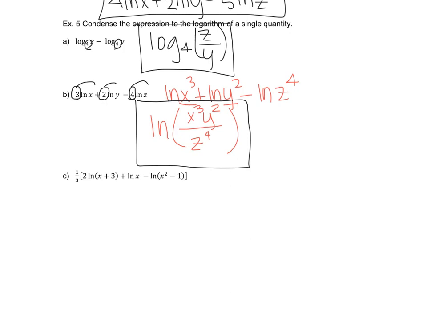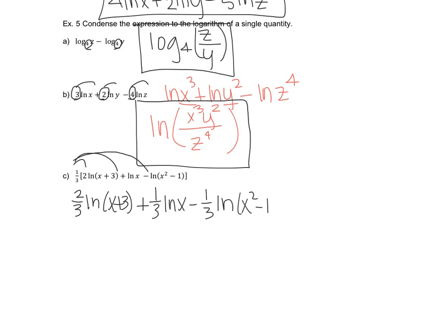So on part C, first I'm going to go ahead, see the 1/3 out in front? So I've got 3 things that I've got to distribute that to. Now that would be an exponent. So I'm going to distribute. 2 times 1/3 is 2/3 of ln of x plus 3, plus 1/3 ln of x, minus 1/3 of ln of x squared minus 1. So what I did was distribute that 1/3 through.